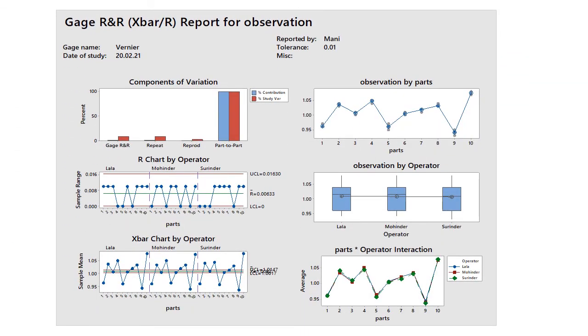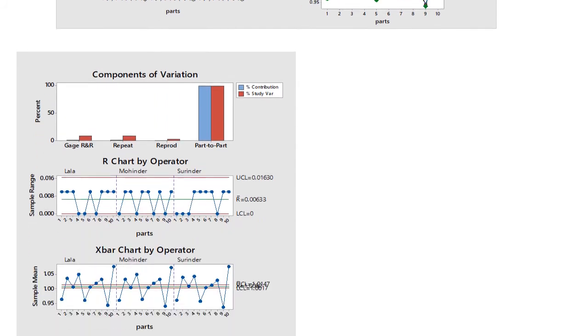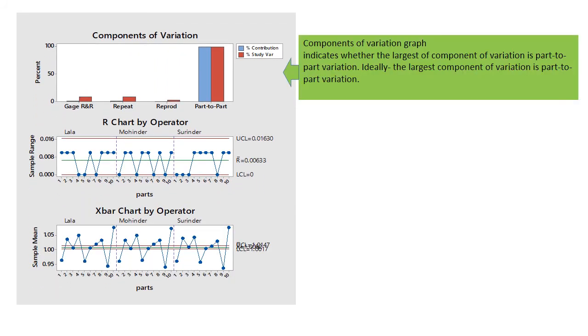Next, we will look into the graph. First, component variation graph. This indicates that the largest component of variation is part to part variation compared to gauge R&R, repeatability, and reproducibility. And ideally, the largest component variation should be part to part variation.